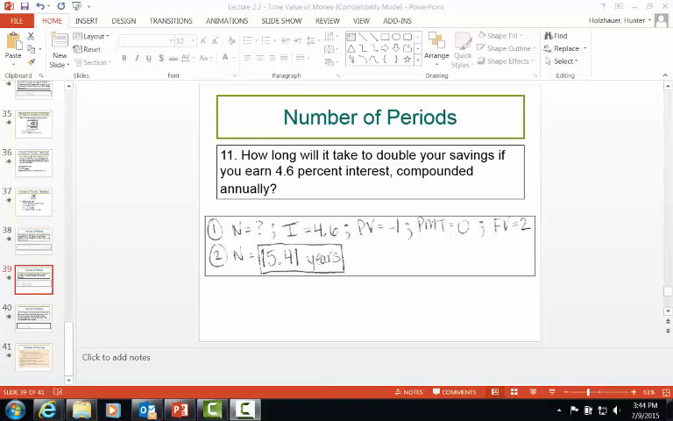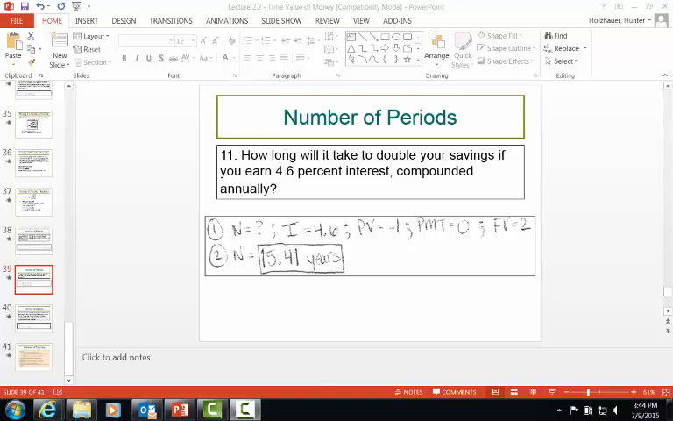So in this case, future value would be 2, and payment is 0. So just by saying double your money, that takes care of PV, payment, and FV buttons, right? So what's left is the I button, where we're going to earn 4.6%. So put that in, you solve for N, you realize it's going to take you 15.41 years to double your money.